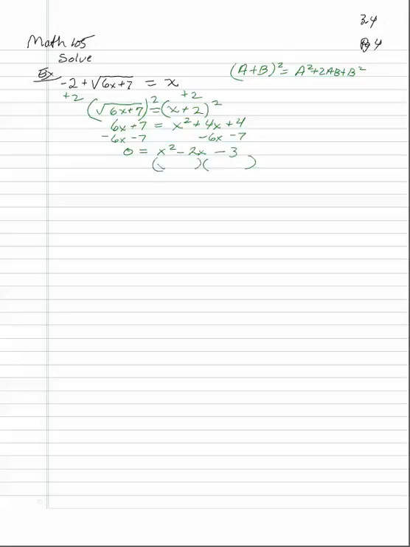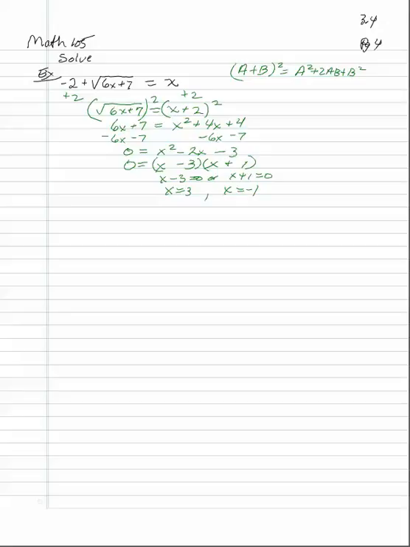Factors of 3 that subtract to 2. It's 3 and 1. Negative, positive. So x minus 3 equals 0, or x plus 1 equals 0. So x equals 3 or x equals negative 1.